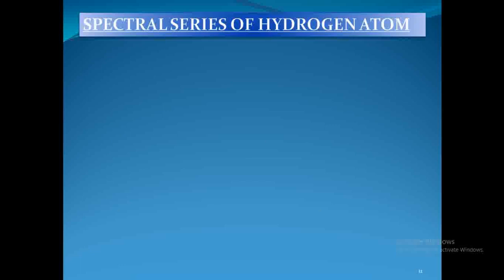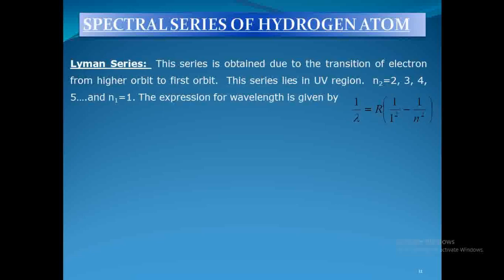Now let us see the spectral series of the hydrogen atom. Mainly there are 5 series: Lyman series, Balmer series, Paschen series, Brackett series and Pfund series. So when do we get the Lyman series? Whenever there is a transition from a higher energy orbit to the first orbit, that is n2 may be 2, 3, 4, 5, 6, 7, 8, anything, but the transition from the higher energy orbit must go directly to the first orbit.